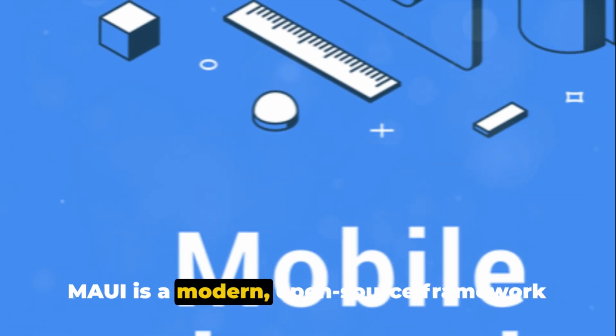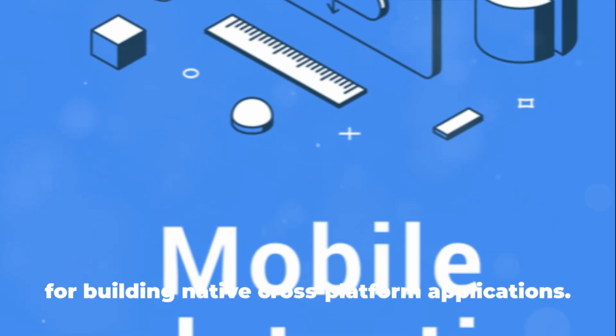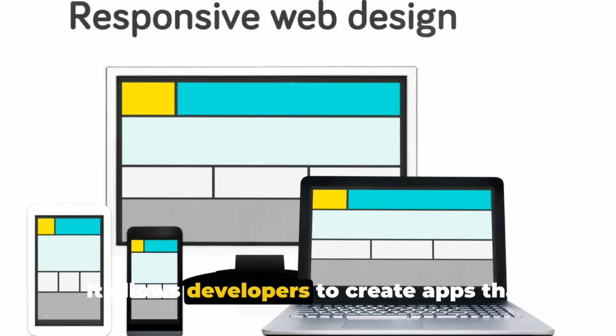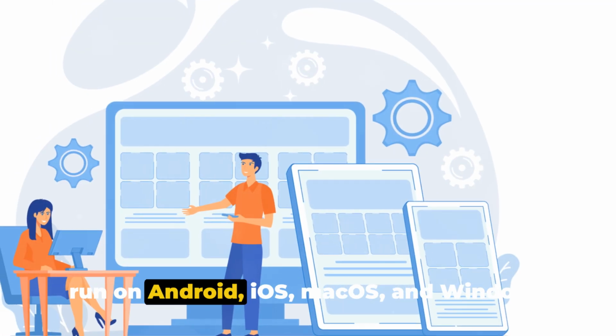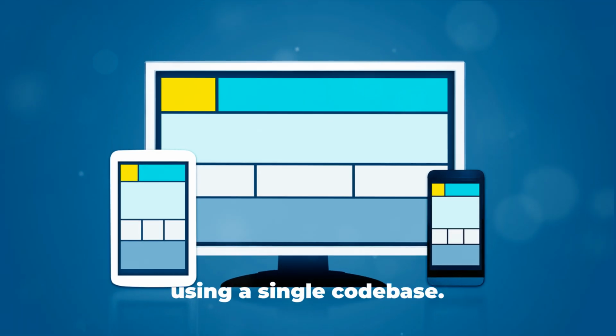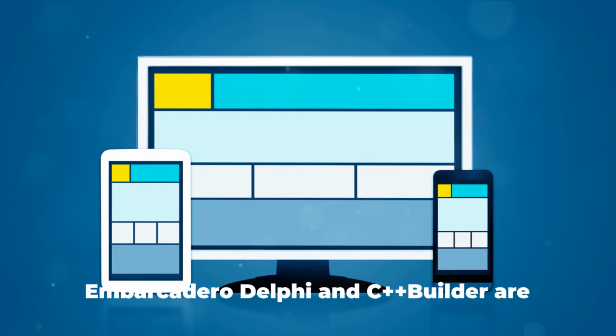.NET MAUI is a modern, open source framework for building native cross-platform applications. It allows developers to create apps that run on Android, iOS, macOS, and Windows using a single codebase.